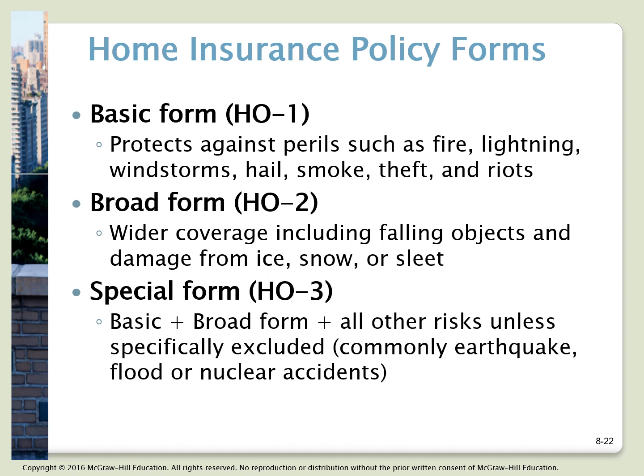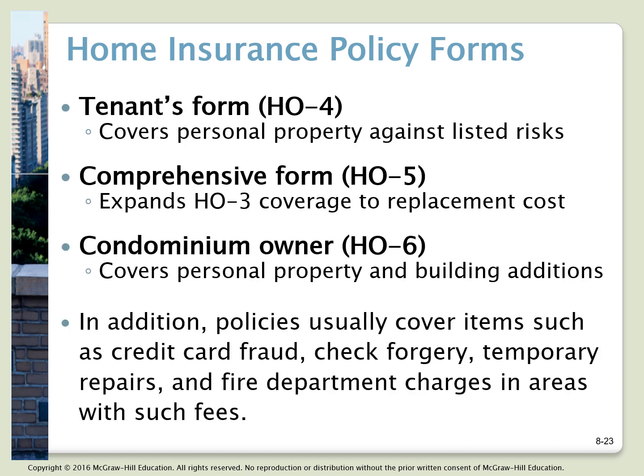The broad form homeowners 2 has wider coverage that includes falling objects and damage from ice, snow, or sleet, falling objects including trees falling on your property, and so on and so forth. The special form HO3 is where you have those endorsements, covering all other risks unless they're specifically noted, such as earthquakes and floods or even nuclear accidents. It's interesting, but that's true.